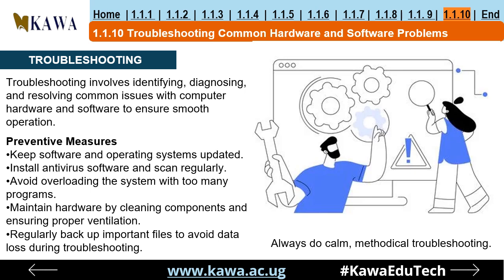We're also talking about troubleshooting now, in troubleshooting common hardware and software challenges. Troubleshooting here refers to the process that involves identifying and diagnosing. By diagnosing, we mean checking to find where the challenge is, like a doctor diagnoses a patient. So troubleshooting involves identifying, diagnosing, and resolving common issues with computer hardware and software to ensure smooth operation.